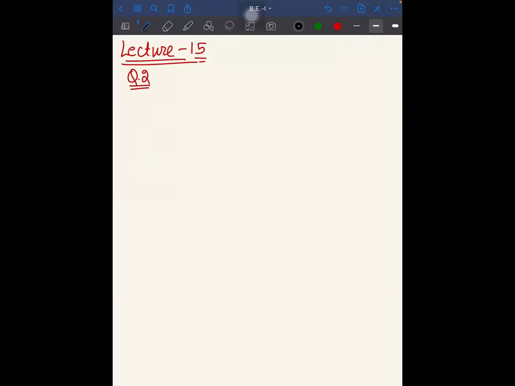So that's question number 2. You need to check the convergence and divergence of this series. Can you see what is the center of this? 5. More precisely, -5. Yes, let's say -5. Let's check it.